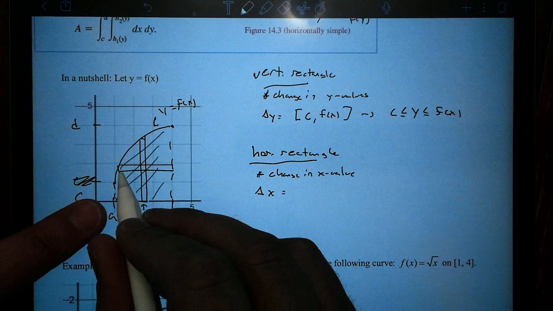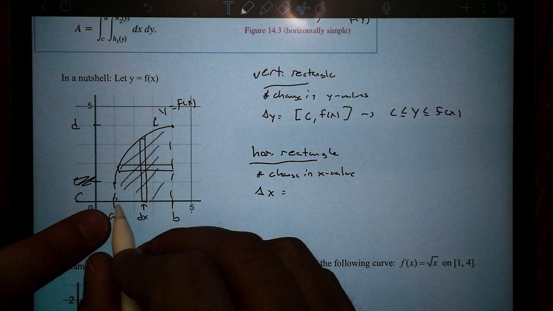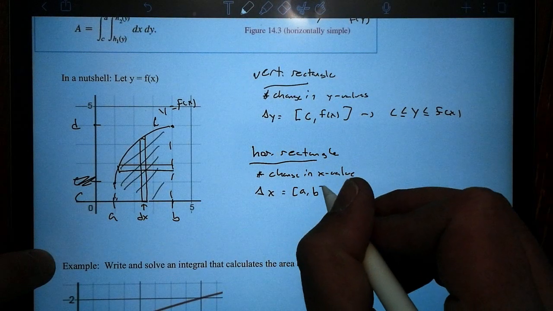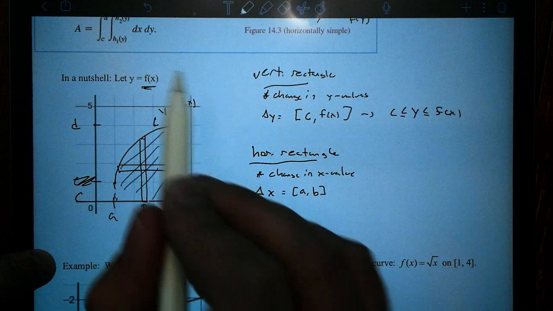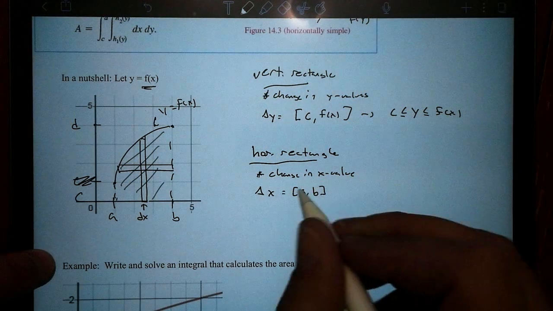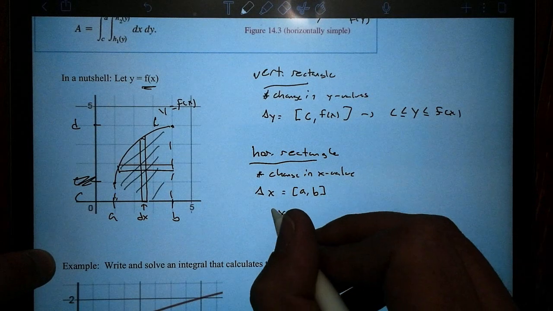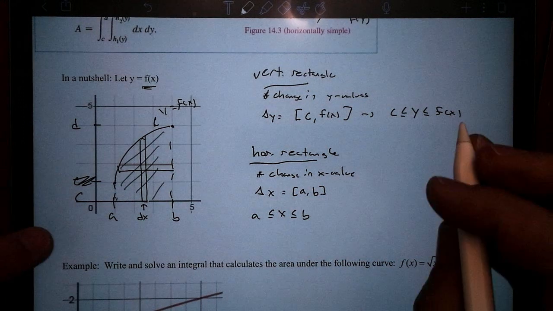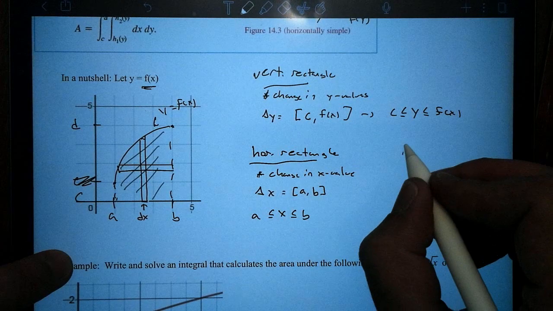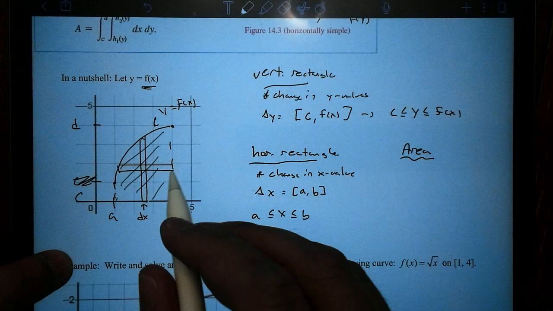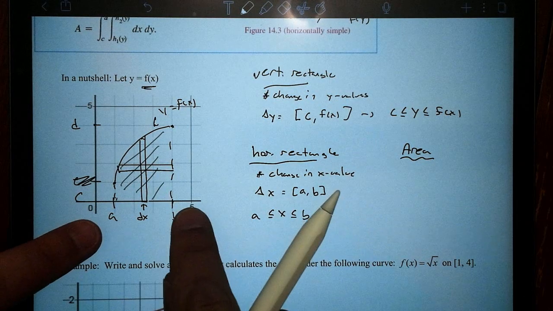And this is going to go from A to B. Remember, because we're in terms of x, my x values are going to go from A to B. Or we can say x is from A to B right there. So the question is, how do we get the area? Well, look at this tiny little intersection. I'm going to blow this up here.